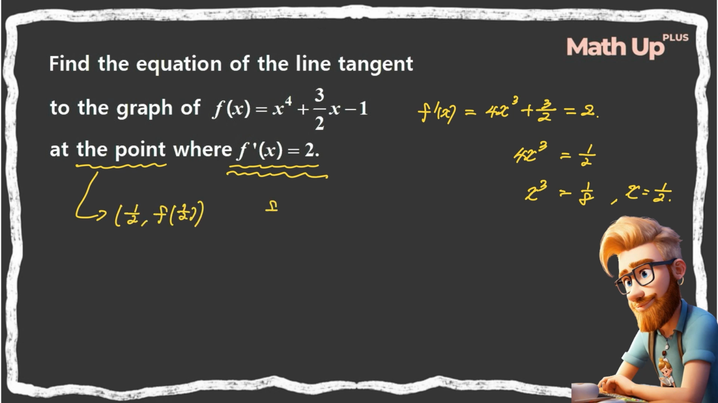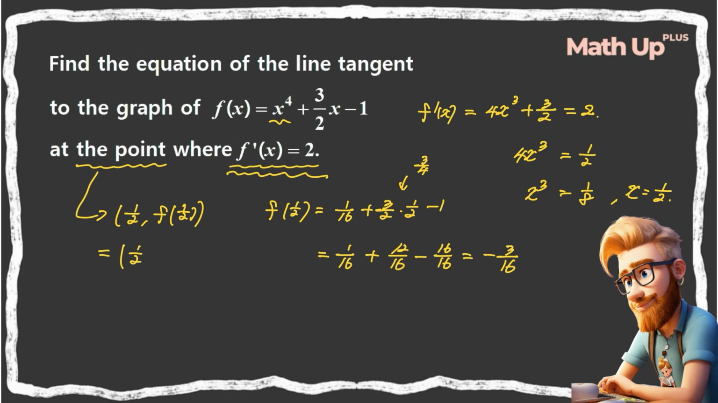What's f of 1/2? Let's find that. That is equal to 1/2 to the power of 4, that's 1 over 16, plus 3 over 2 times 1/2 minus 1. That is 1 over 16, plus 3 over 4, right? So if we multiply the numerator and denominator by 4, that's going to be 12 over 16. 1 is 16 over 16. So that is equal to negative 3 over 16. So this point is 1/2, comma negative 3 over 16.